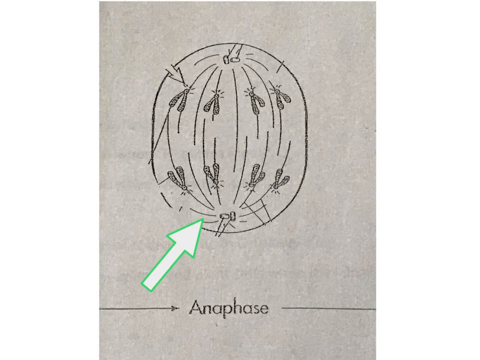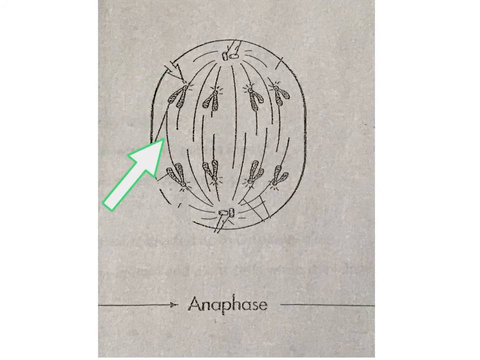Another thing you should notice is that the cell is lengthening. The spindle fibers help sort of lengthen the cell so that when it starts to pinch in or cleave, then it will be able to do that with having all of the chromosomes at one end or the other.